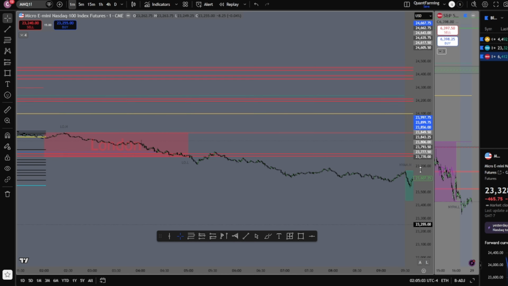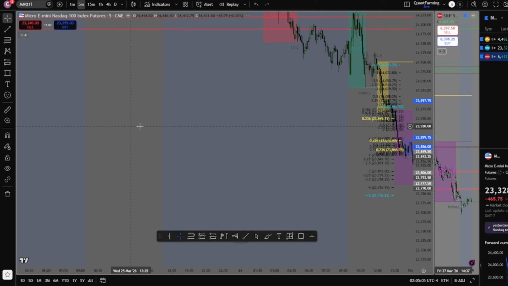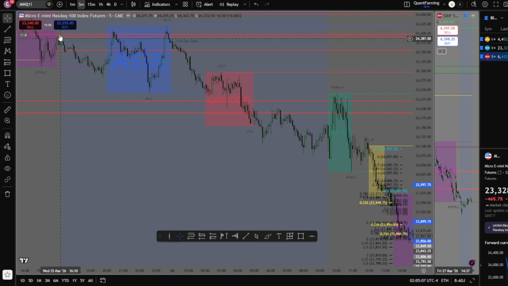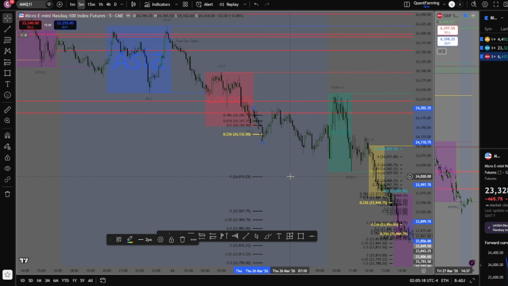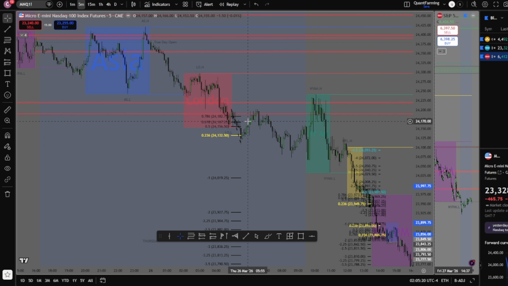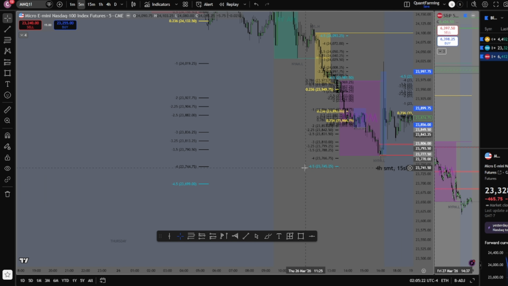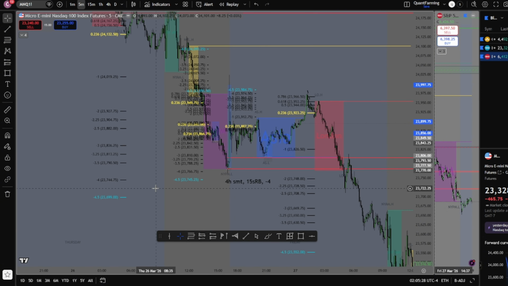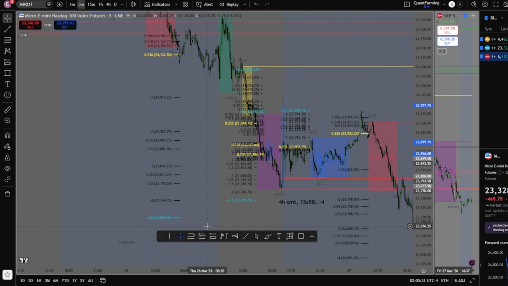For example, if we were to hop on the 5-minute here, I would be drawing out the first leg that gets created after London, which would be considered this leg here, and I would draw that from wick to wick. What does this give me? This gives me my extension levels. These extension levels should be a pretty good grid line, good marker for where price is going to be drawn to.